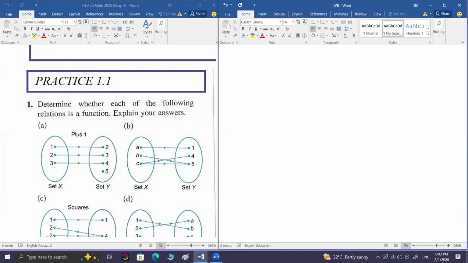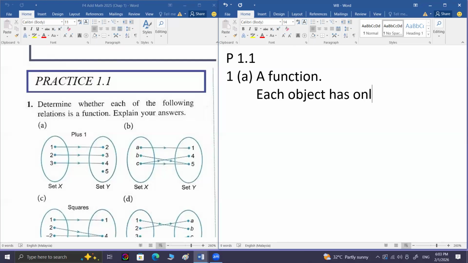Okay, so for the first practice, you write down. Advise her to write in the exercise book, or maybe you have a foolscap paper, okay? So practice 1.1, number 1A. You tell that this is a function. Because you're asked to explain your answer, how are you going to explain it? If it's a function, you explain that each object has only one image. Okay, you can explain like this.